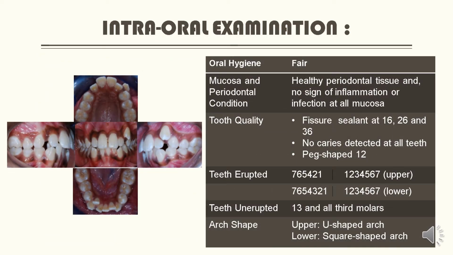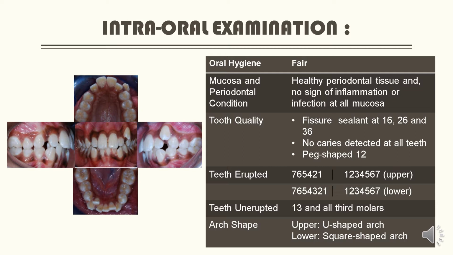For the intraoral examination, generally she has quite fair oral hygiene with healthy periodontal tissue, with no signs of inflammation or infection at all mucosa. For the tooth quality, there is fissure sealant at 1/6, 2/6 and 3/6, with no caries detected at all teeth. Interestingly, this patient has a peg-shaped lateral 1/2.